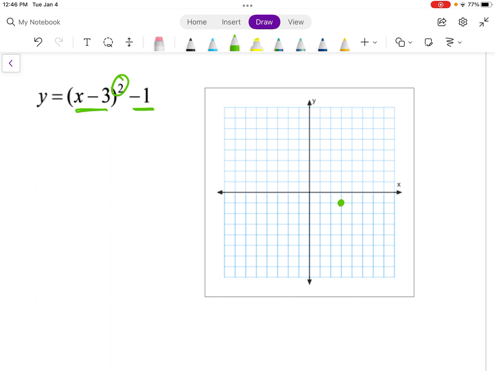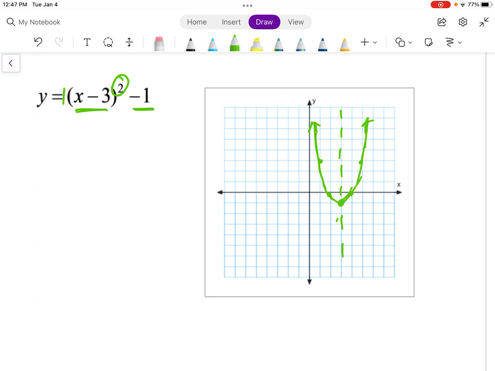And then from there, if you look, there's a 1 in front. So there's no stretch or compression in it, and it's positive, so it's opening up. So 1 squared is 1, so over 1, up 1. 2 squared is 4, so I go over 2 and up 4. And then if you think of that axis of symmetry going down there, that helps us to get these other points. There's going to be a point right over there. Okay, we draw the parabola that passes through there. And we have our graph.